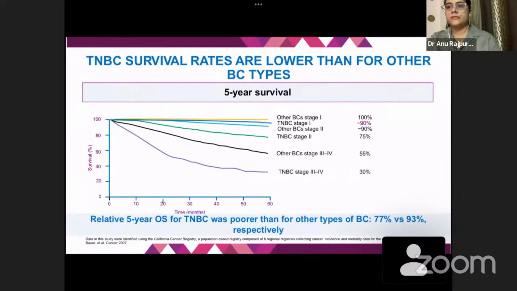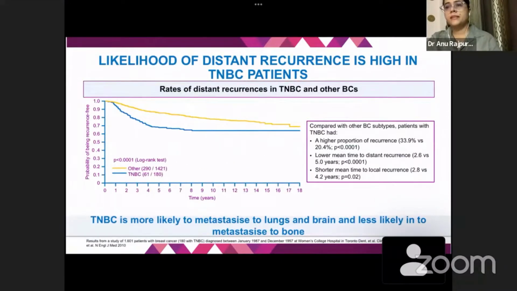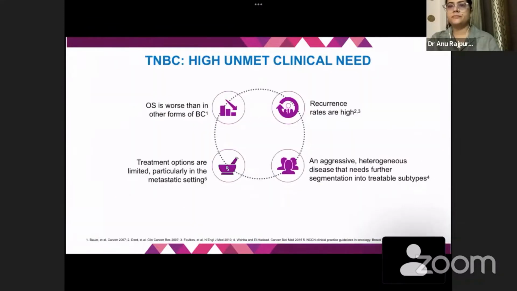So these are the survival rates based on the stage of the disease. As we can see, whether it is localized or advanced stage 4, clearly TNBC has lower survival. The likelihood of distant recurrence is high in TNBC patients. We can see in the graph that TNBC is constantly lower than the other breast cancers. So definitely we have very high unmet clinical needs. OS is worse in TNBC patients. Recurrence rate is also high. We don't have options other than chemotherapy, and the disease is aggressive and heterogeneous, needing further segmentation into treatable subtypes.